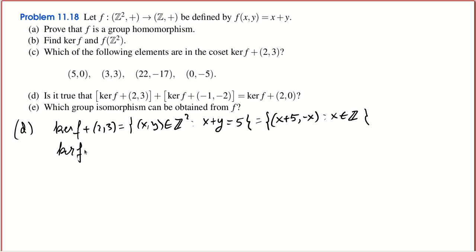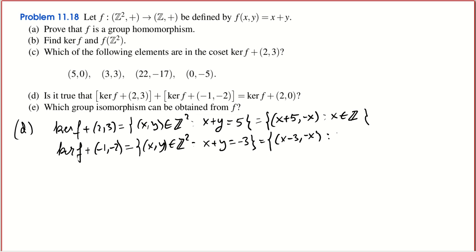So the coset of (-1, -2) will be, similarly, all the pairs of integers for which the sum is equal to -3. Those are the pairs of integers of the form (x - 3, -x), because if you add these two, you get just -3, where x is any integer.